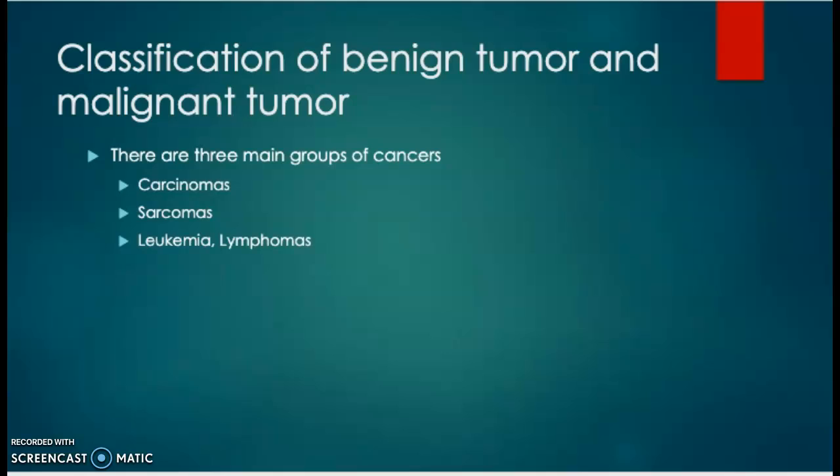So, classification of benign tumor and malignant tumor. There are three main groups of cancers: carcinomas, sarcomas, leukemia, and lymphomas. Carcinoma is a malignant neoplasm made of epithelial cells tending to infiltrate the surrounding tissues and give rise to metastasis. It is a histological type of neoplasm and not a synonym for cancer.